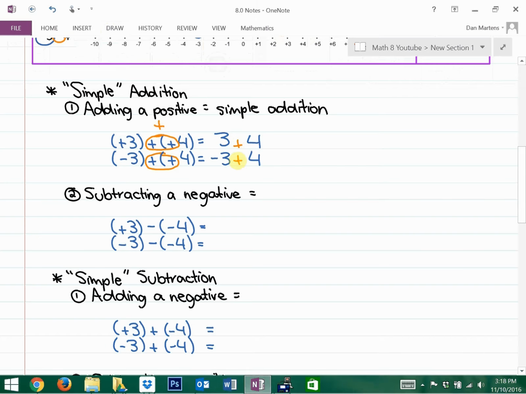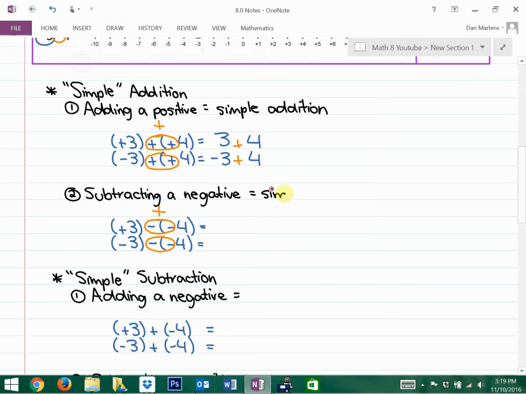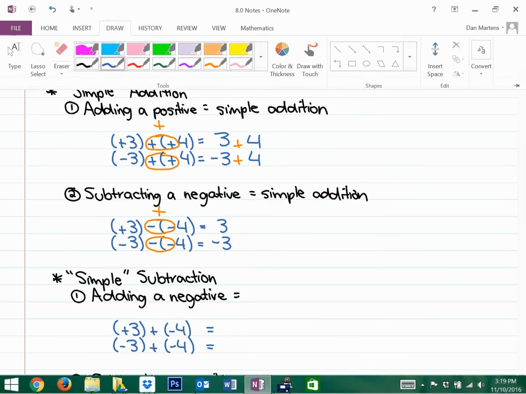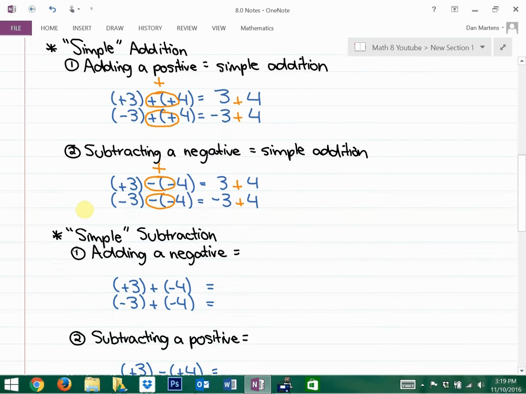Next one, subtracting a negative. So if we look at questions where you're subtracting a negative, like these two here, subtracting a negative is actually equivalent to simple addition, in other words. Okay, so subtracting a negative is also equivalent to simple addition. So if I wanted to rewrite these problems, first of all, the integers are 3 and negative 3 that they start with, and subtracting a negative, I'm replacing those with simple addition. And in this case, it's going to be plus 4 and plus 4. Okay, so you're going to replace the subtracting a negative with a simple addition sign.